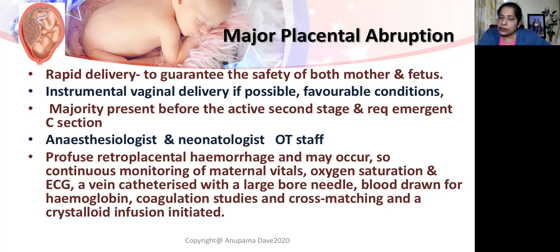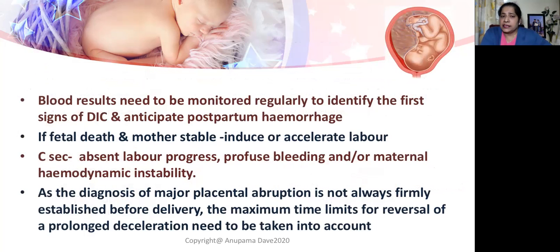The majority present before the active second stage and therefore require an emergency cesarean section. We must alert the anesthesiologist, neonatologist, and OT staff. There may be profuse retroplacental hemorrhage, and it may not be identified. In such situations, continuous monitoring of maternal vitals, oxygen saturation, and ECG, a vein catheterized with a large bore needle, blood drawn for various studies, coagulation studies, hemoglobin, and cross matching, and a crystalloid infusion is to be initiated. Blood results need to be monitored regularly so that we can identify signs of DIC earlier, and we must always anticipate postpartum hemorrhage in such situations.